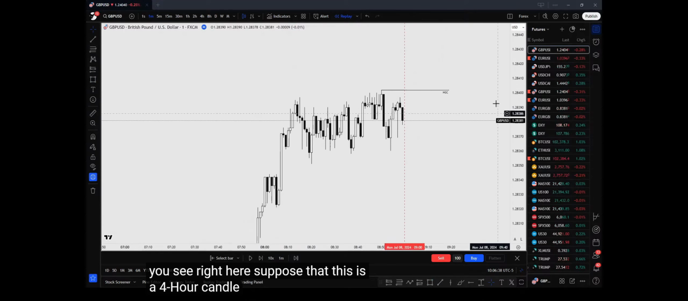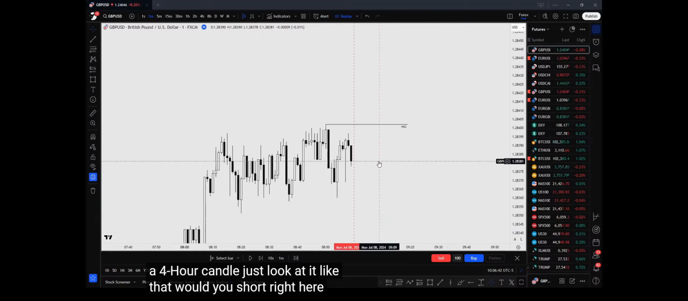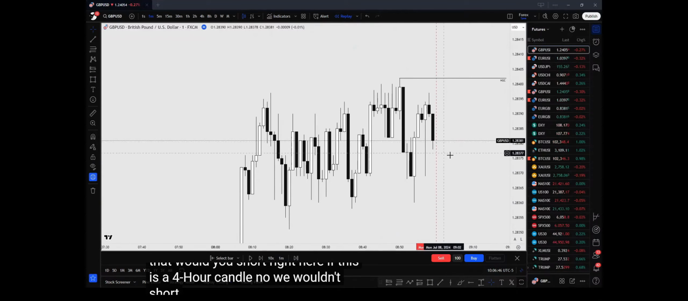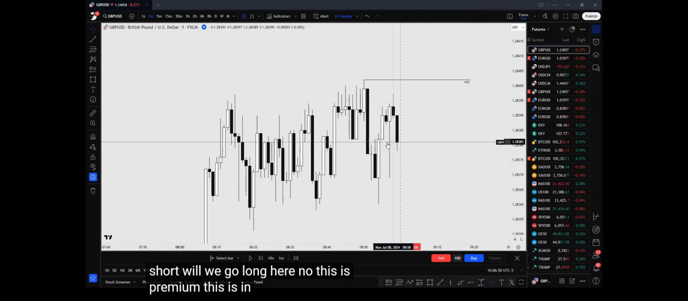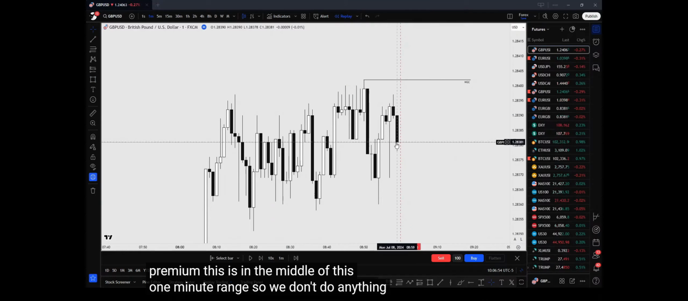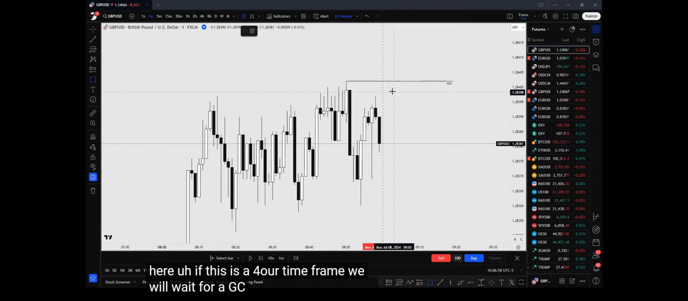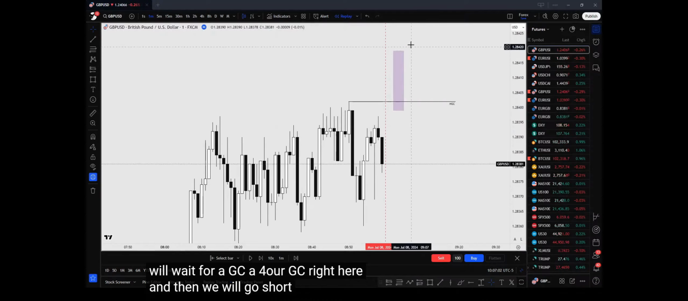Suppose that this is a 4-hour candle. Just look at it like that. Would you short right here? If this is a 4-hour candle? No, we wouldn't short. Will we go long here? No, this is premium. This is in the middle of this 1 minute range, so we don't do anything here. If this is a 4-hour time frame, we'll wait for a GC, a 4-hour GC, right here, and then we'll go short, right, in this area.